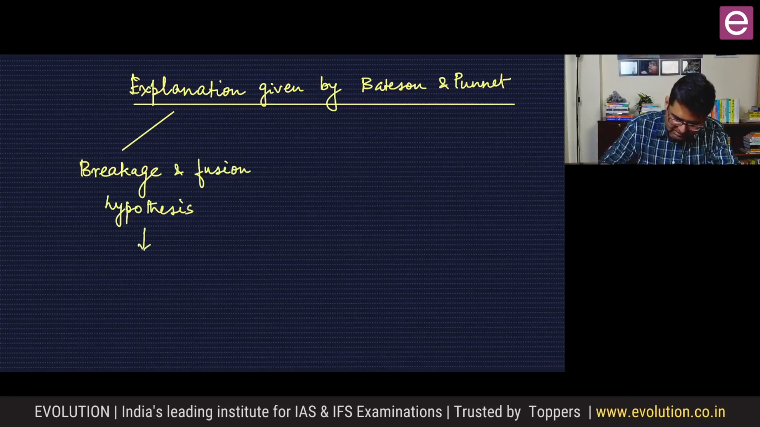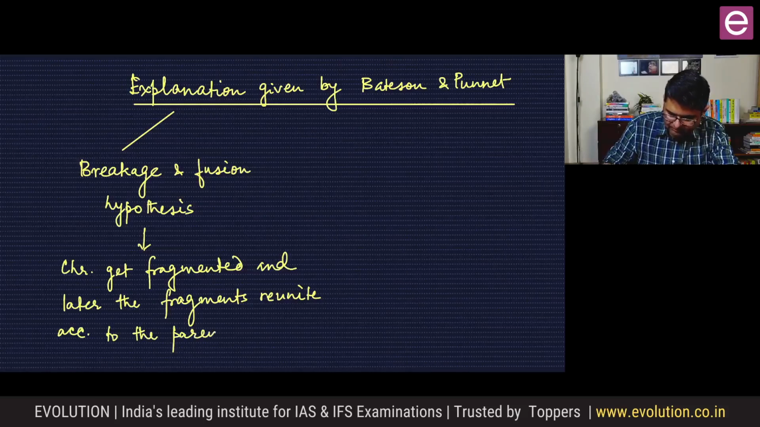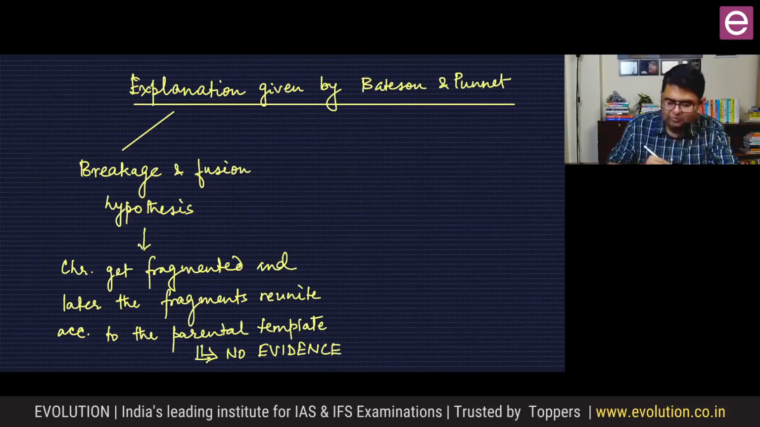So this hypothesis basically said that chromosomes get fragmented and later the fragments reunite according to the parental template. कि जैसा पेरेंट में था वैसे उसी को टेम्पलेट समझ के वो रीयूनाइट कर जाते हैं. But what happened, there is no evidence for this. And do you know that in science जिस चीज़ की एविडेंस नहीं होती है उसको करेक्ट नहीं माना जाता.